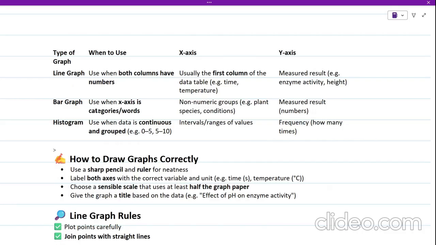So how do we actually draw a graph correctly? We use a sharp pencil and a ruler for neatness. Label both axes with the correct variables with units from the table they have provided. Choose a sensible scale that uses at least half of the graph paper. Most of the students, just like we draw a graph in physics or chemistry, they just do the same with biology.